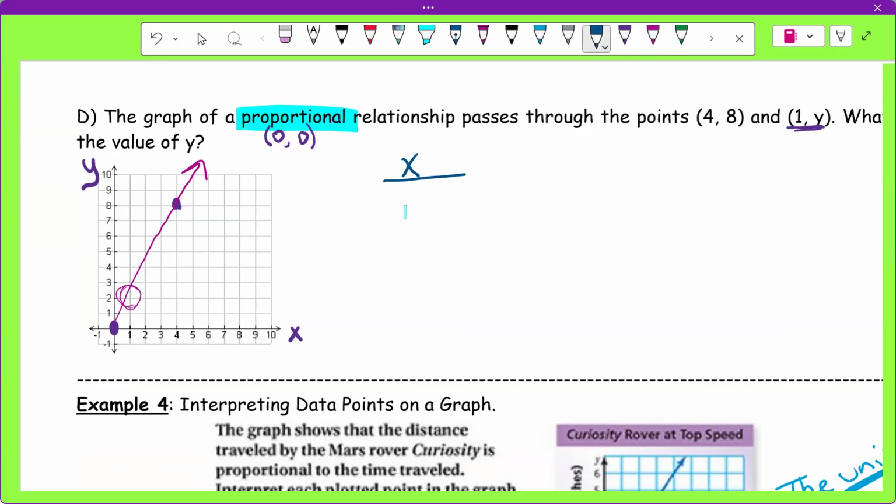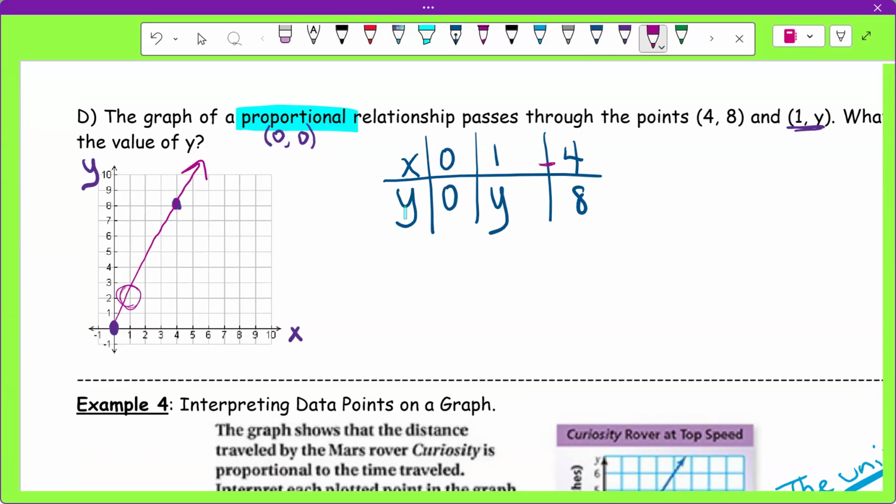So let's make our table, x, y. We know we have 0, 0. We know we have 1 and some value y, and we know we have 4, 8. Well, I know that in a proportional relationship, my ratios have to be equivalent. So I know that these two have to be equal to each other. Can we use proportional relationships to figure out what that might be?